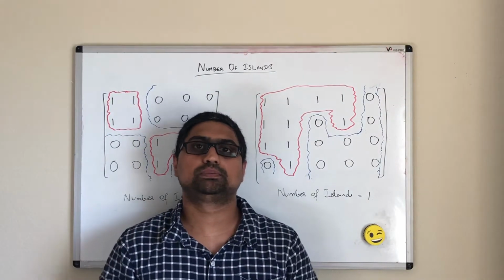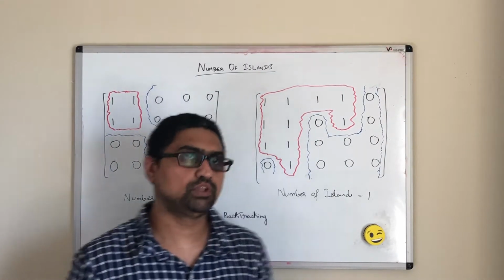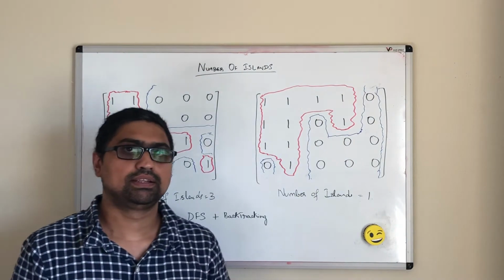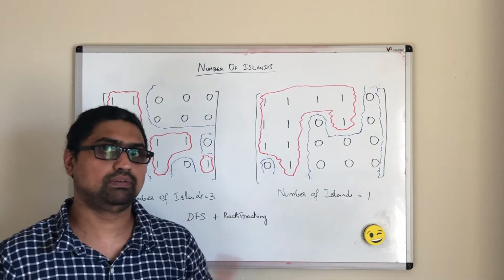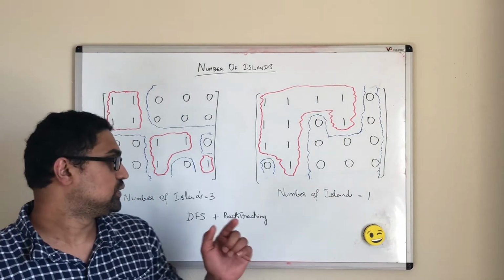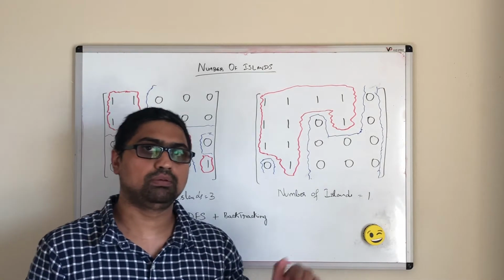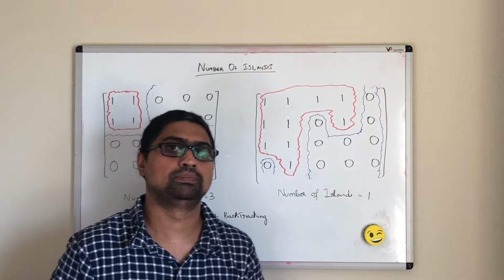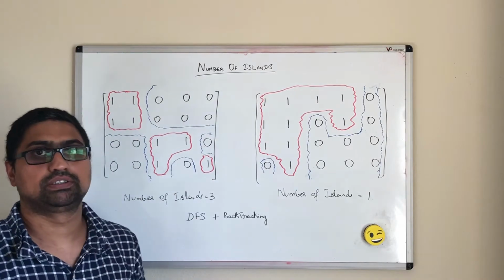So how can we solve this problem? We can solve this problem using DFS and backtracking. This same technique is used to solve another problem called word search. I've solved that problem, and the link to that problem is present in the description below. Now let's see how this works here.